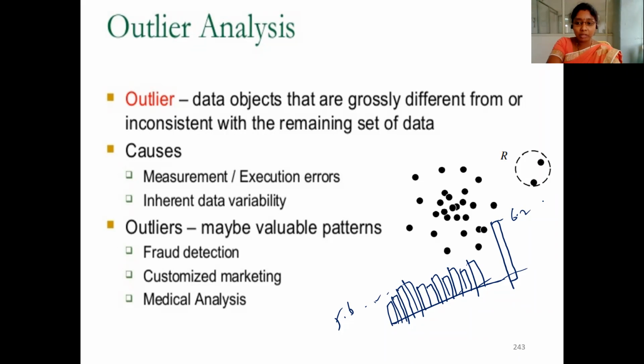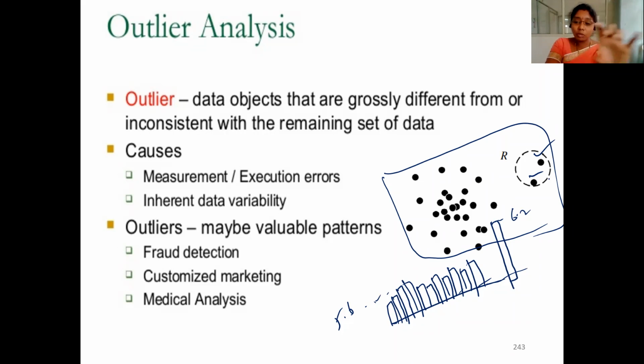So here, if you observe, this is the distribution of the data points. If you observe here, these two data points fall far away from the remaining set of data points. So in this example, these two data points can be treated as outliers.